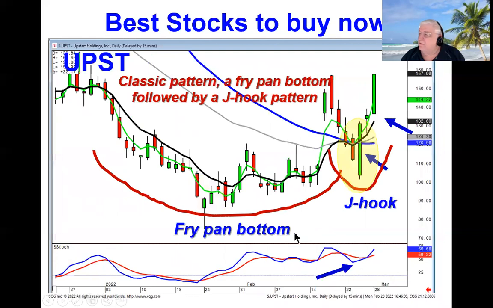Now, look at the Upstart. Because you can analyze the fact that you have a fry pan bottom followed by a J-hook pattern, which is what we call your classic pattern, we could see with greater confirmation and greater confidence of the pattern setting up. There's our bullish engulfing signal. Back up through the 50 and the T-line.